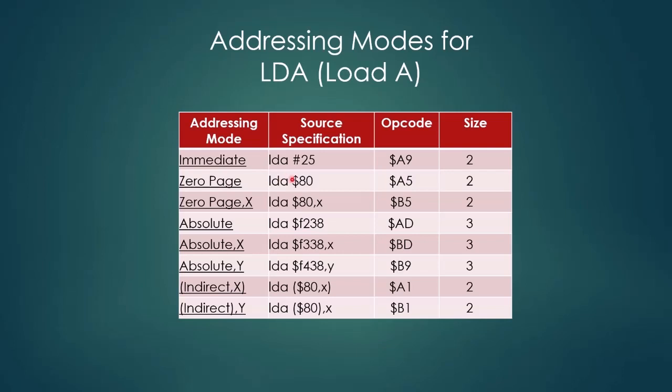The assembler determines the addressing mode, and hence the opcode, from the source code syntax and the value of the operand. For instance, here you have an LDA from hexadecimal 80. Here you have an LDA from hexadecimal F238. Now, in the first instance, the assembler picks zero-page addressing mode because 80 is less than 256. And in the second instance, the assembler picks absolute addressing mode because F238 is way bigger than 256.